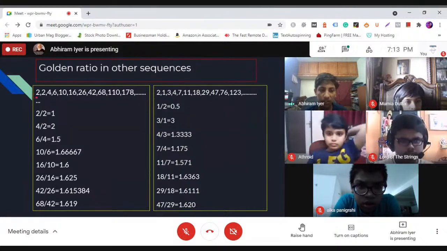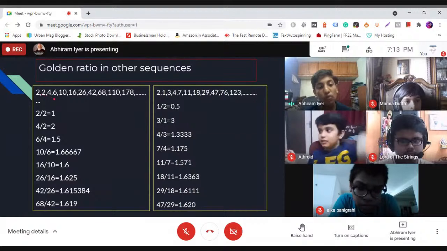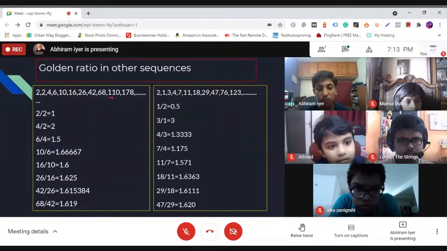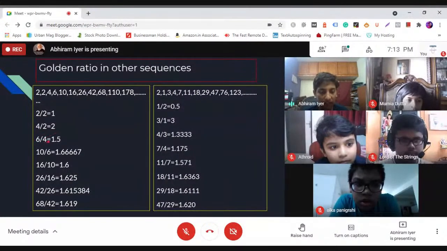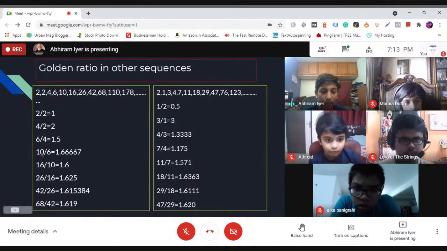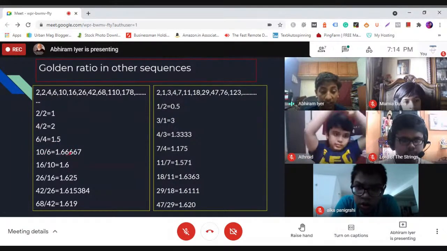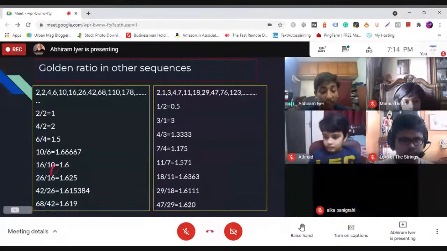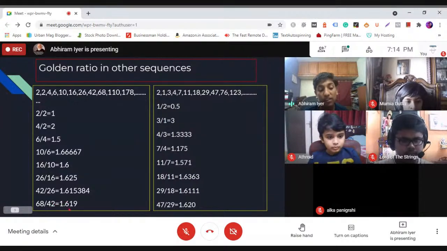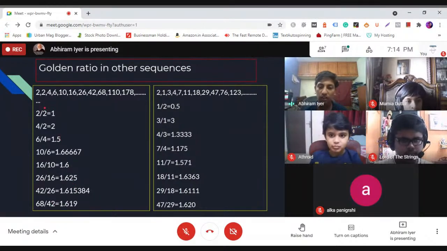Let's see an example. Let me take this sequence. So it's 2, 2, 4, 6, 10, 16, and so on. So let's see the magic in it. 2 by 2 is 1, normal. 4 by 2 is 2, 6 by 4, now it's getting interesting, is 1.5. Then here 10 by 6, which is 1.6667, and 16 by 10. Like that, if you go down, we'll get 16 by 42, sorry, and like that the ratio is equal to 1.619, which is really close to the golden ratio.